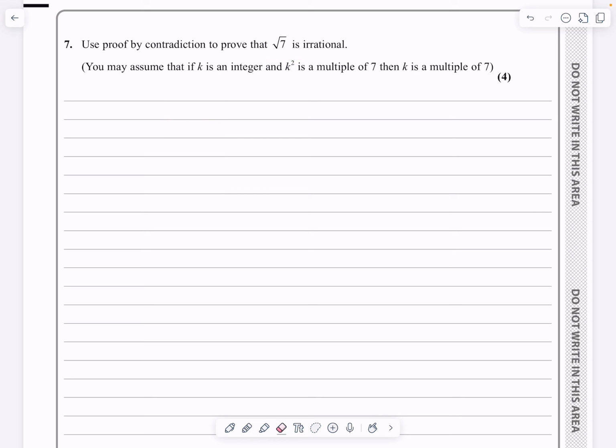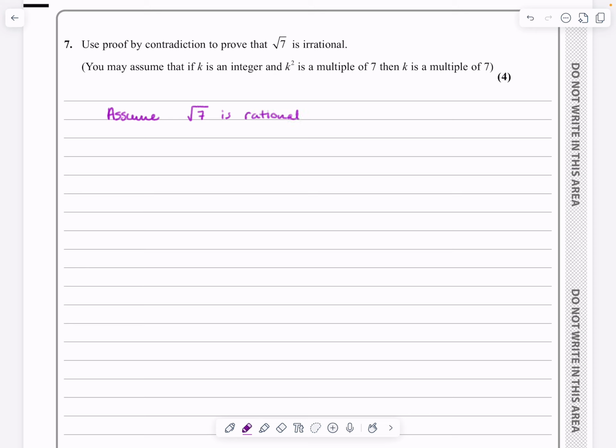But please make sure you put all your working out down. Don't just do the math side of it. You've got to get the layout right here as well. So if I'm trying to prove that root 7 is irrational, my false assumption is going to be the opposite. So in this case, I'm going to assume that root 7 is rational.